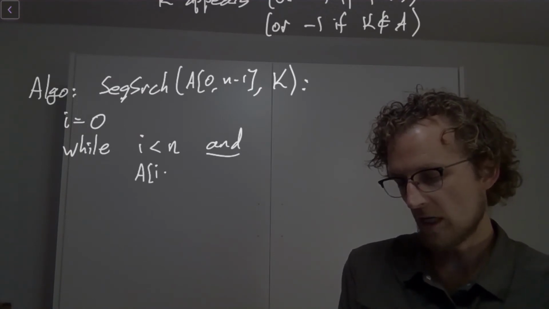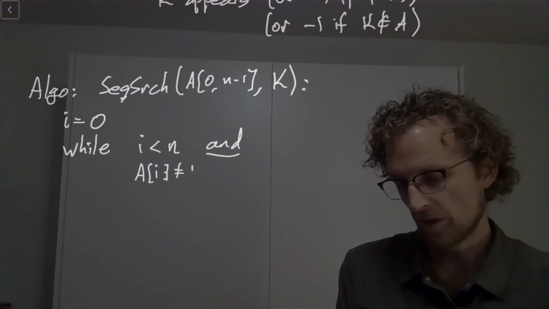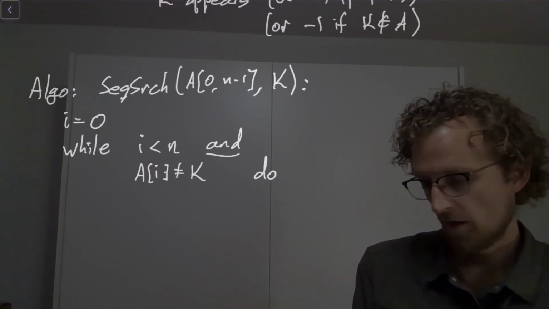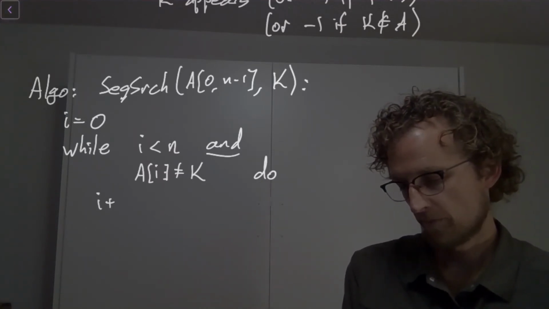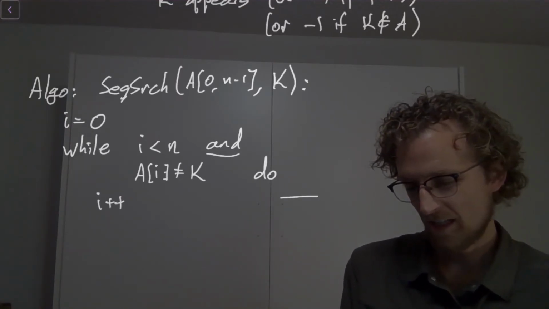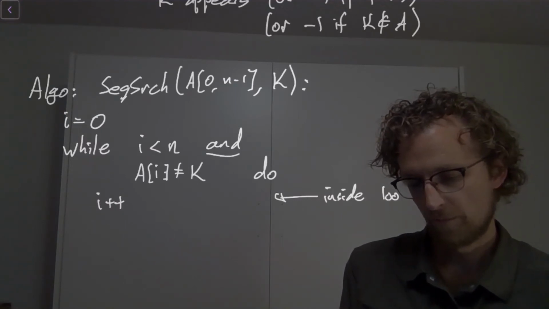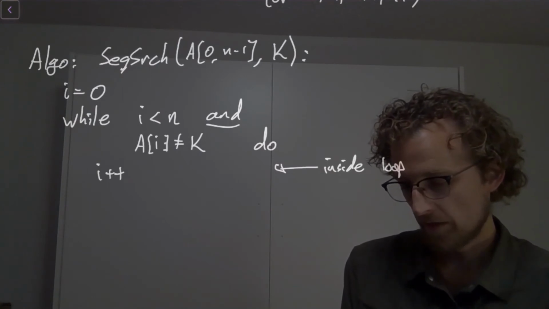The search key is not at index i, so it's not equal to k. Then do the following: increment i. Okay, so this is inside the loop. Then the loop is done.